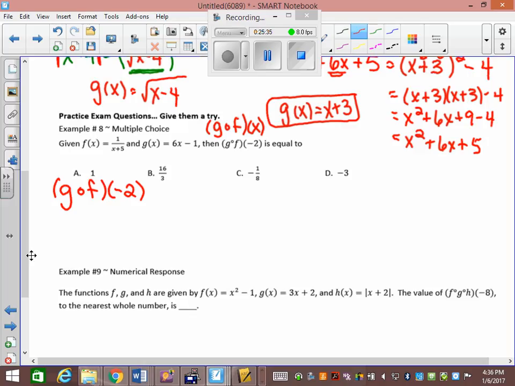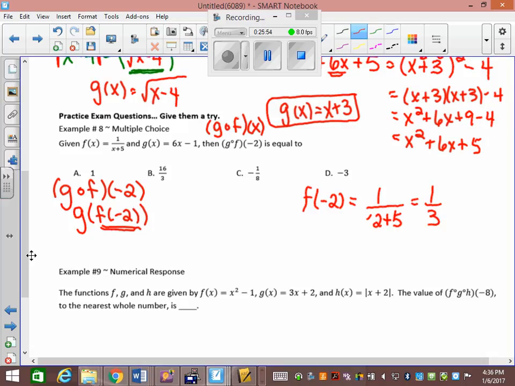Remember, we don't want to write it like that. We always want to rewrite it as g of f of -2. Remember, when we're given a value, we just go off to the side and we find f of -2 first. So f of -2 is going to be 1 over -2 plus 5, so it's going to be 1 over 3.